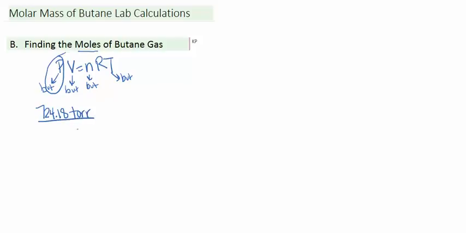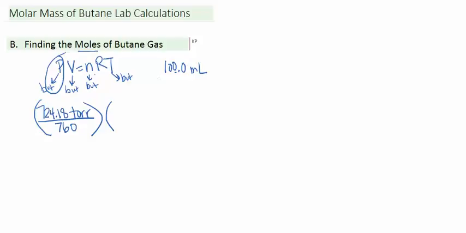Now, I have to convert that to atmospheres in order to use this equation. So I'm going to divide 724.18 torr by 760. That will actually convert it into atmospheres. Okay, so now I have a pressure in atmospheres. The volume of the butane gas, you collected 100 milliliters of gas, and because there were markings for every milliliter, it should read to the tens place. Now technically there's also water vapor in there, so it would be slightly less, but we're still just going to say there was 100 milliliters of butane gas.